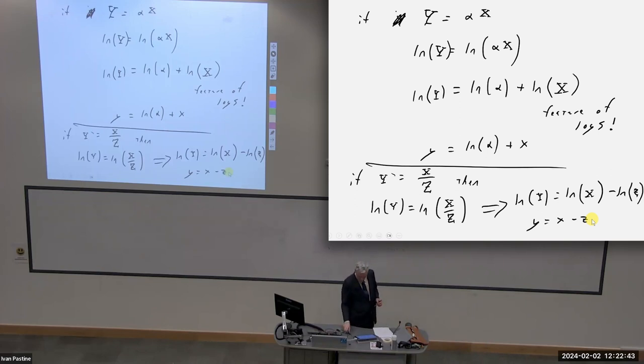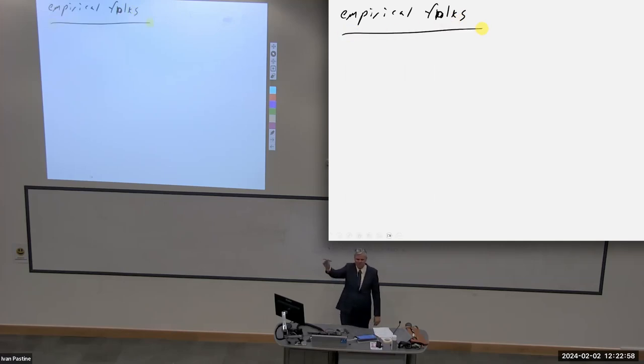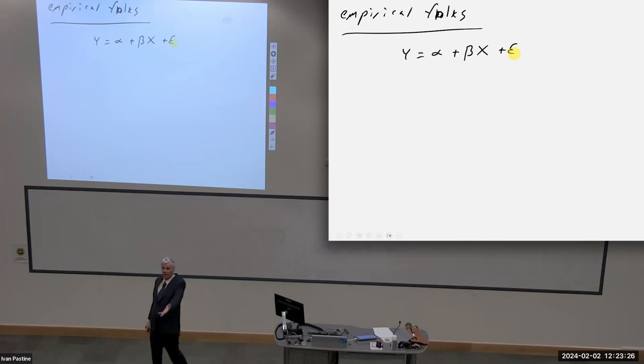As an aside, for empirical folks, empirical weirdos, they have a situation where they might want to say y is equal to alpha plus beta x plus epsilon, right? They want to say, how does y depend on x? And y might be, for example, hours worked or GDP or something like that very often. These are capitals, and they want to say that this is normal.